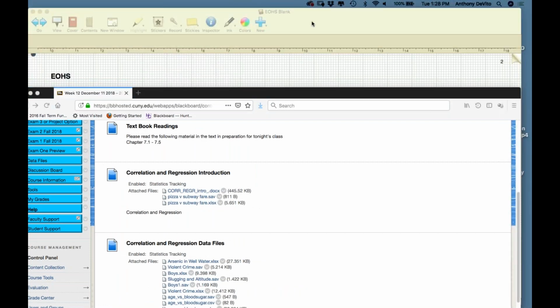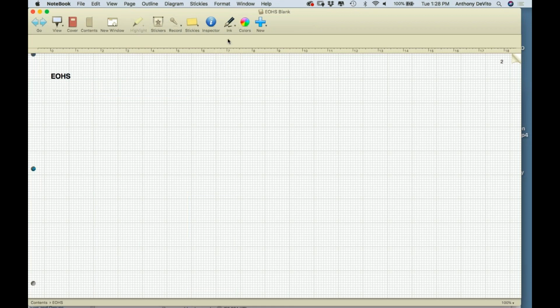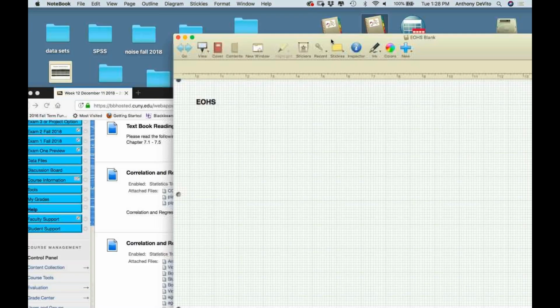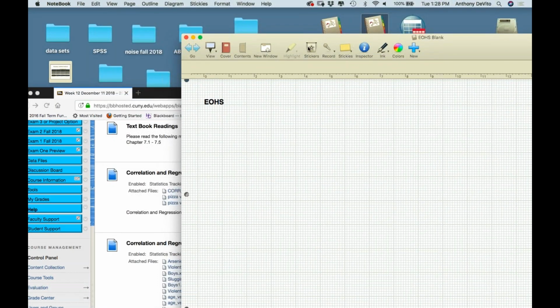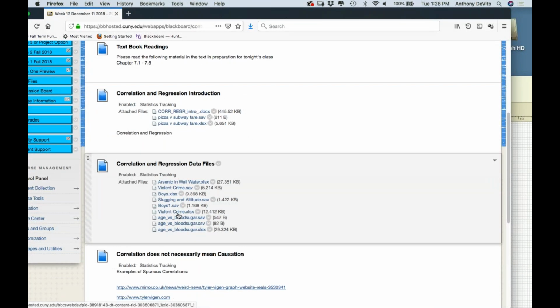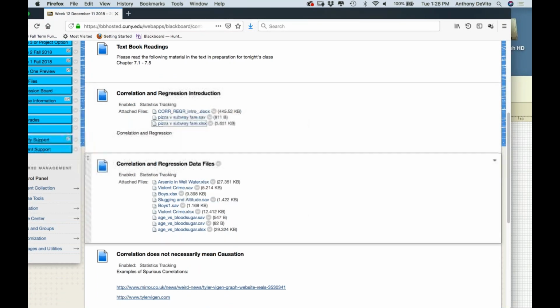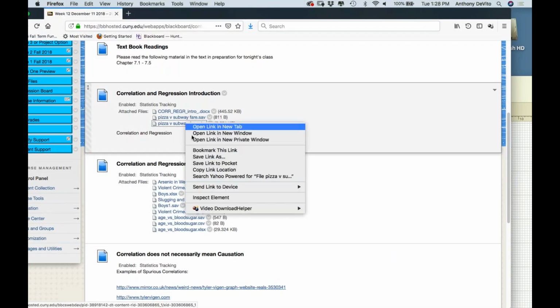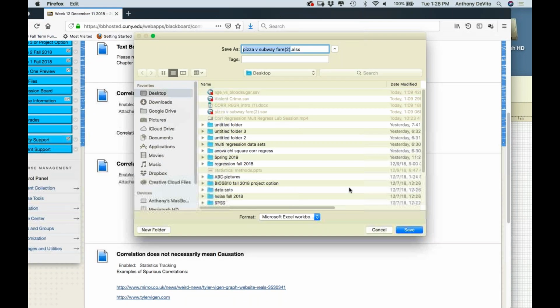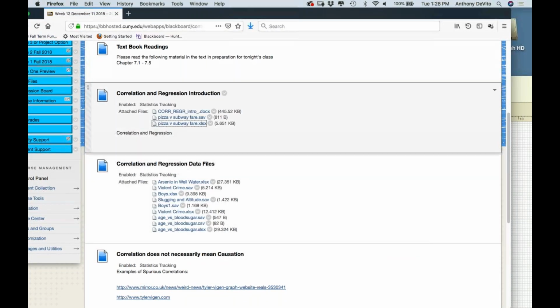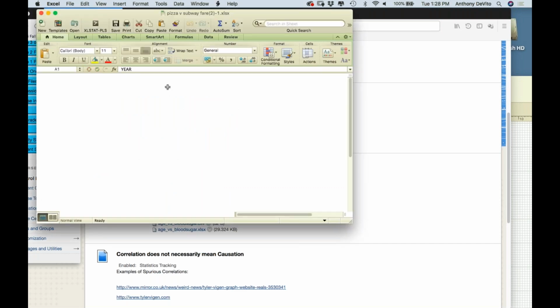let me open this up. First thing with correlation is that, for instance, I'm going to open up one data set here. Let me see if I got it in SPSS or Excel. Let me make sure I have it on my desktop. Okay, let me throw that to my desktop. I think I can also get it to open just by doing that. Yep, it'll open. Okay, this is a kind of spurious data set called pizza versus the subway fare.